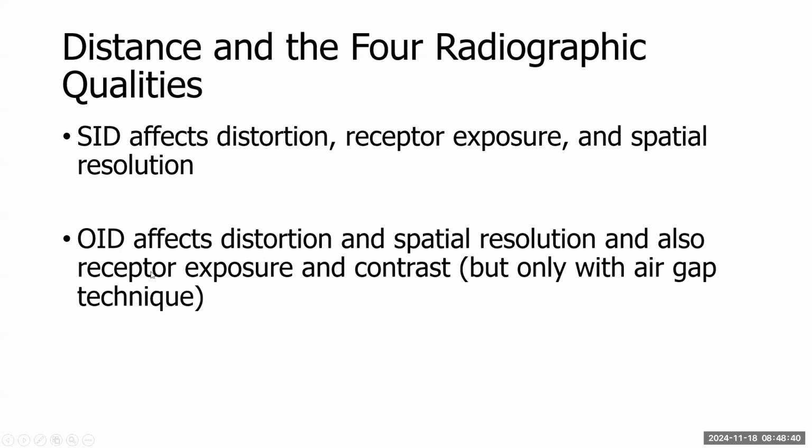OID also affects receptor exposure and contrast, but that's only when we have an air gap, so like an OID of 6 to 10 inches. We're going to talk more about that next semester. For right now, what I want you to understand is that OID truly does affect all 4 radiographic quality factors, but only if it's an air gap, like a 6 to 10 inch OID is where you're going to see it have an effect on receptor exposure and contrast.